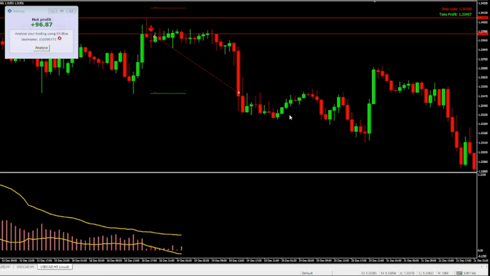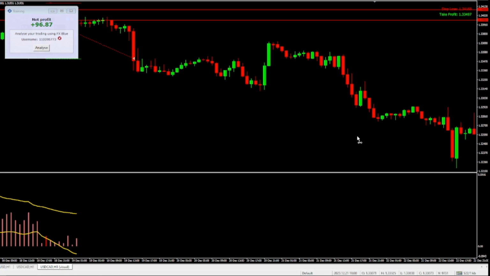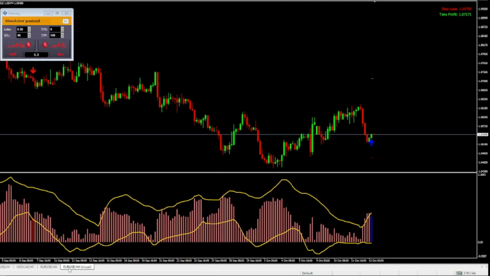Next, let's explore a swing trade using the VIX Volatility Extreme. On the chart, I've selected the Euro USD in the 4-hour time frame. And one of my favorite uses of the indicator is to locate market tops and bottoms with precision.